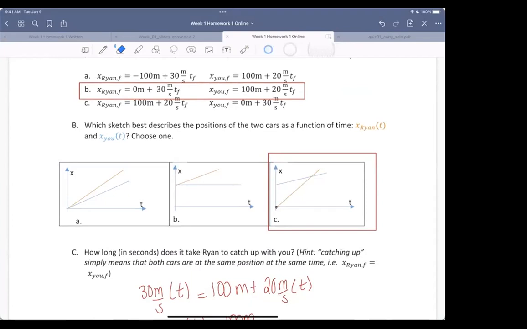So y equals mx plus b. Your m is your slope, which is your speed. So he has a greater slope than you do. He's moving at a higher constant speed. So his graph should be steeper, basically.